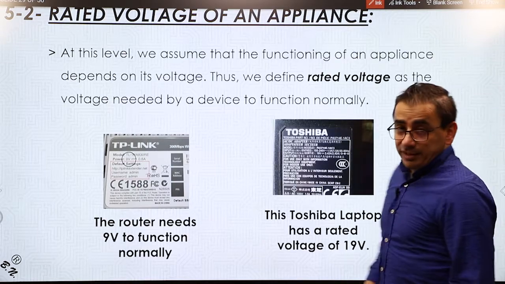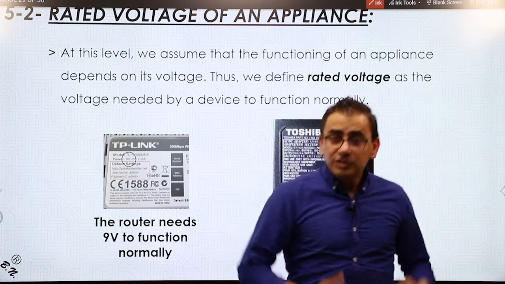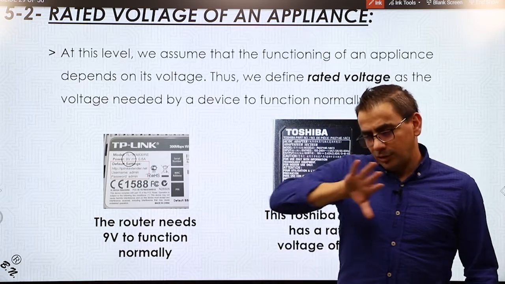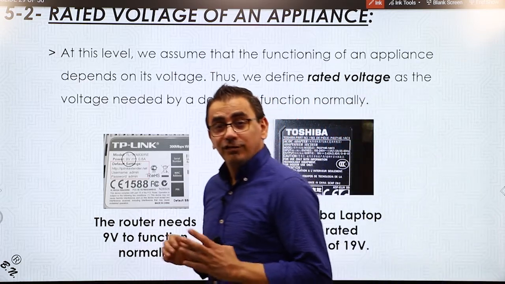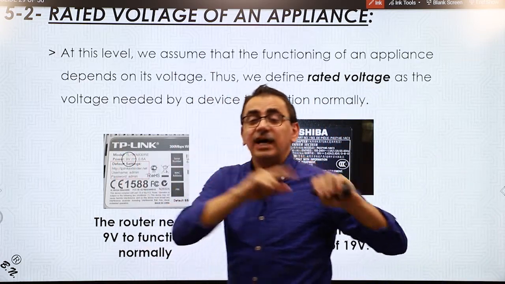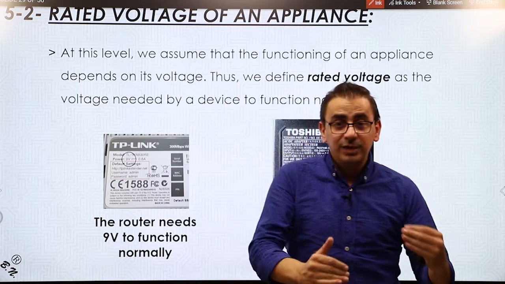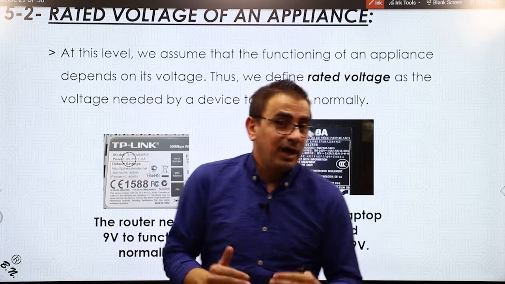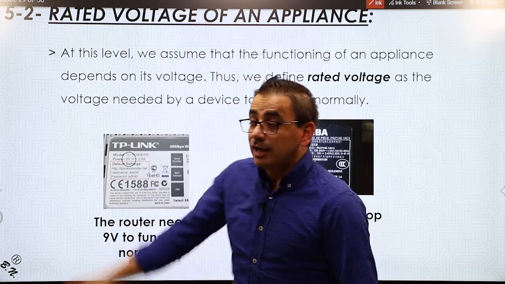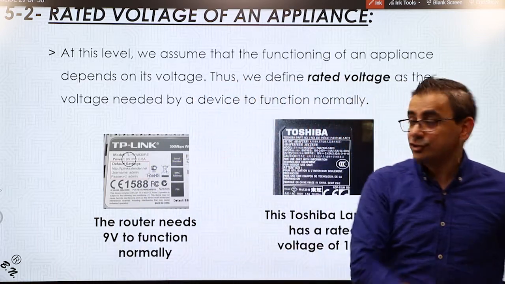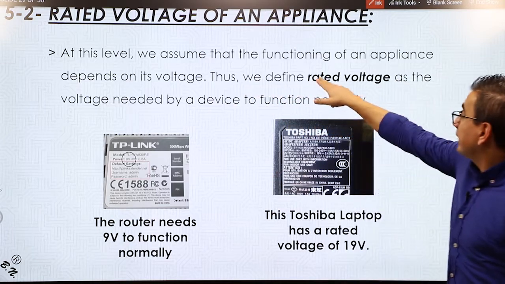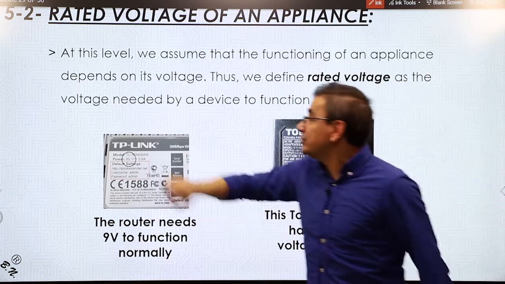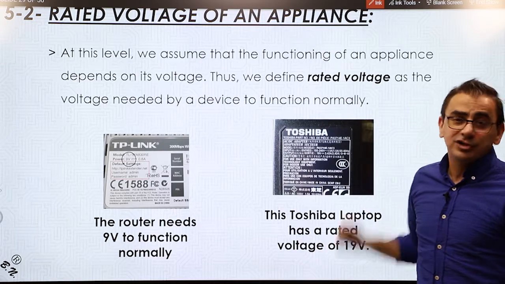If you go to an appliance, it also needs voltage. Now, off the record again, the functioning of an appliance depends on both the current and the voltage. But for the time being and for grade 9, we consider that the functioning of an appliance depends on its voltage. And we call that rated voltage. We define rated voltage as the voltage needed by a device to function normally.